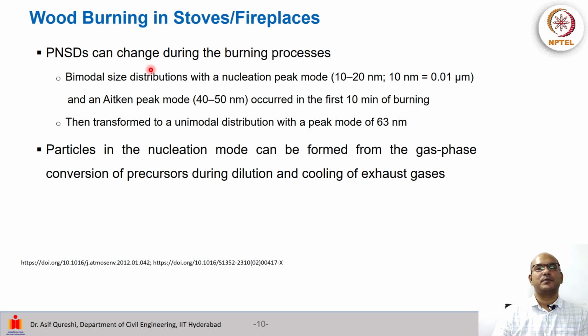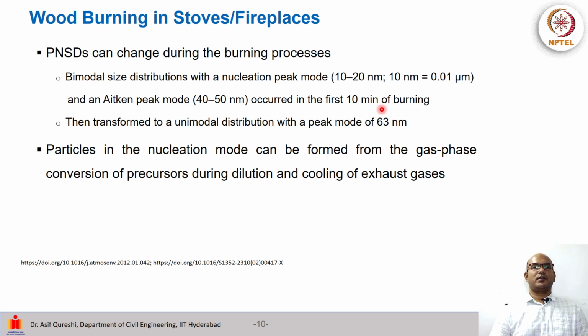Now the particle number size distributions can also change during the burning process. Generally there is a bimodal size distribution with a nucleation peak mode of around 10 to 20 nanometers, so about 0.01 to 0.02 micrometer, and one Aitken peak mode at 40 to 50 nanometers. So this is 0.04 to 0.05 micrometers. So there was a bimodal size distribution with one peak in nucleation mode, one peak in Aitken mode in the first 10 minutes of burning.